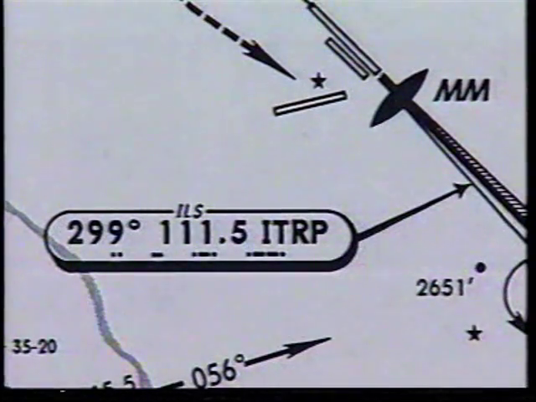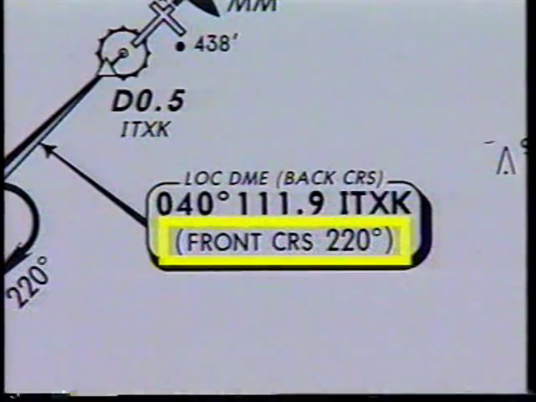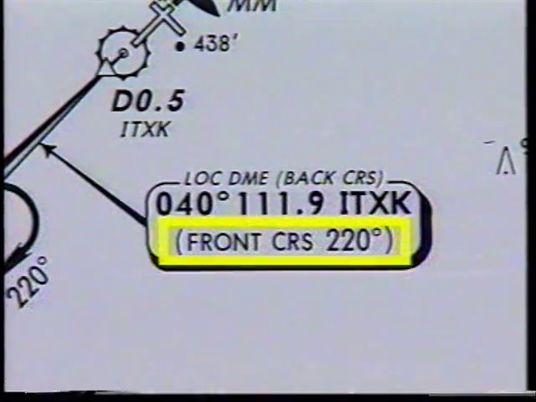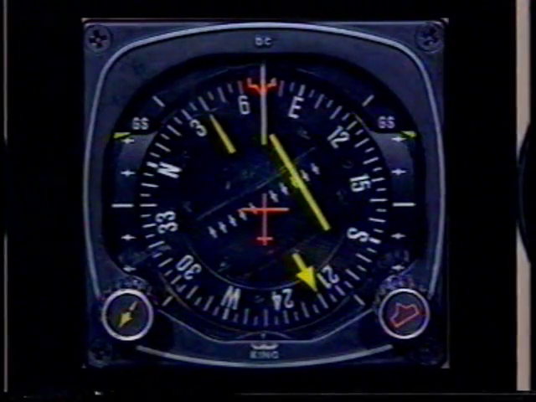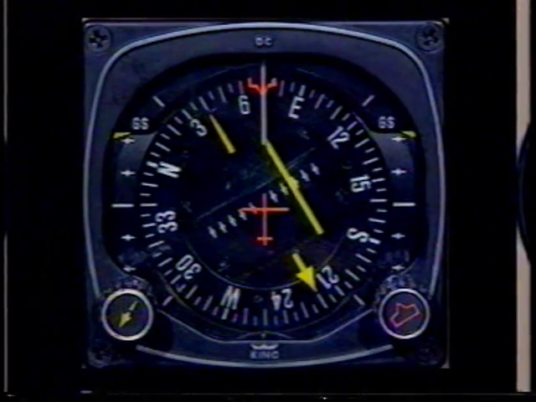If the facility is a localizer, ILS, LDA, SDF, or MLS, the NavAid information is enclosed in an oval. On localizer back course approaches, the front course is also included for aircraft with HSI equipment. By setting in the front course, the HSI displays normal sensing.